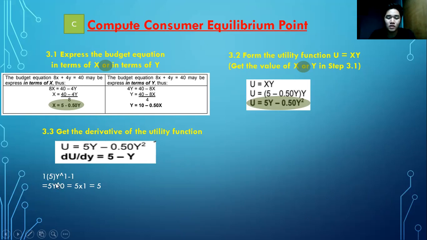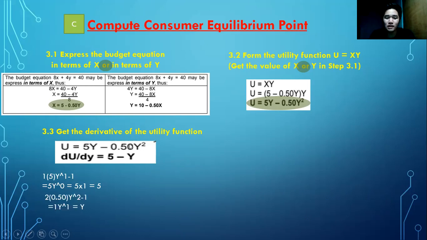Okay, and 0. So again, pag daw ang exponent mo is 0, then that is equal to 1. Okay? Kaya naging susunod dito is 5 times 1, that is equal to 5. Kaya naging 5 yung derivatives natin dito. Ngayon, ito naman ang kukunin naman natin yung derivatives na to.